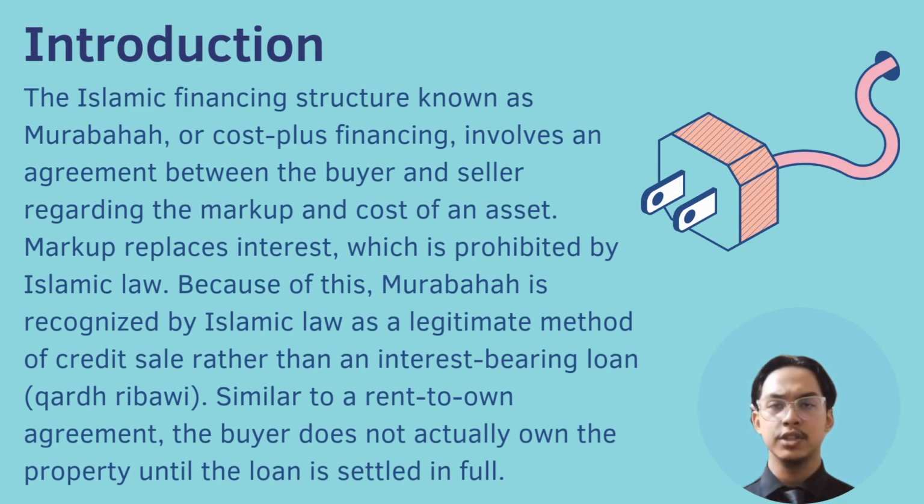So for our introduction, the Islamic financing structure known as Murabaha, or cost plus financing, involves an agreement between the buyer and seller regarding the markup and cost of an asset. Markup replaces interest, which is prohibited by Islamic law. Because of this, Murabaha is recognized by Islamic law as a legitimate method of credit sale rather than an interest-bearing loan, also known as qard ribawi. Similar to a rent-to-own agreement, the buyer does not actually own the property until the loan is settled in full.